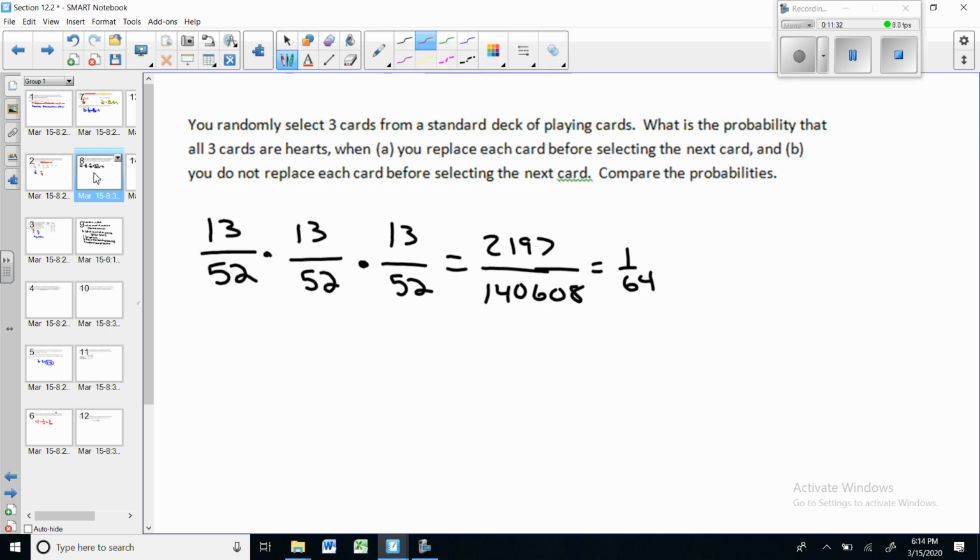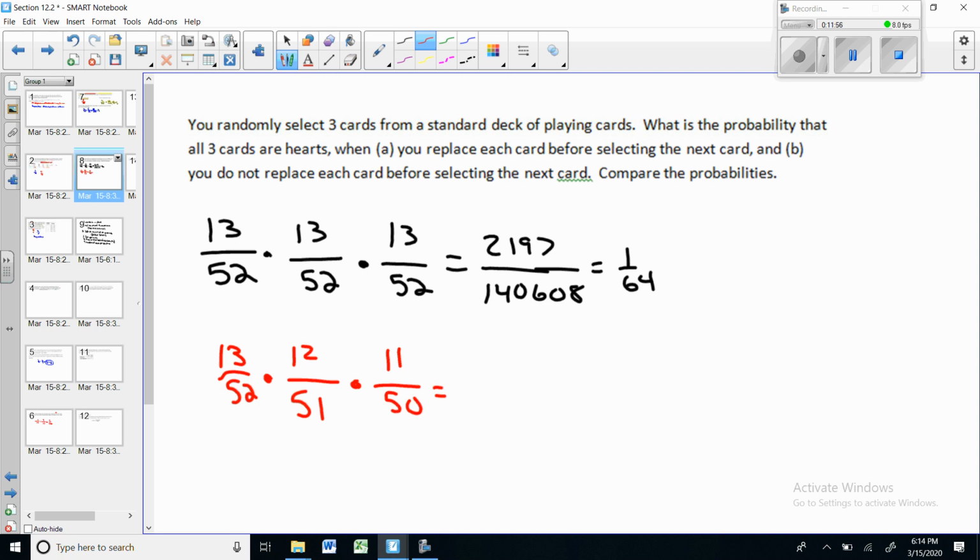Now, let's go back to our other set. We start still with a 13 out of 52 chance. But if I lay that heart aside, how many hearts do I now have left in my deck? I have 12. And how many cards are in that deck now? 51. Now, if I've laid the first 2 hearts aside, how many hearts do we have left in the deck? We have 11 out of a grand total of 50 cards in our deck.